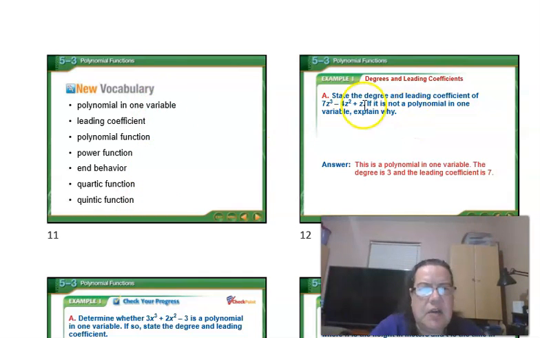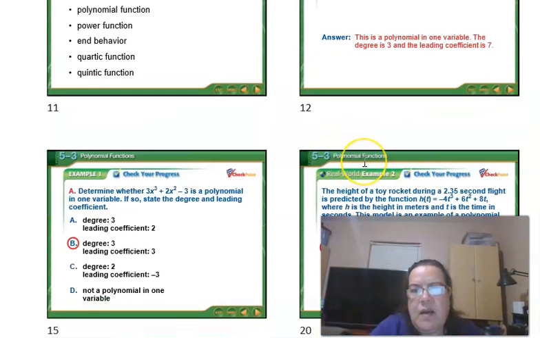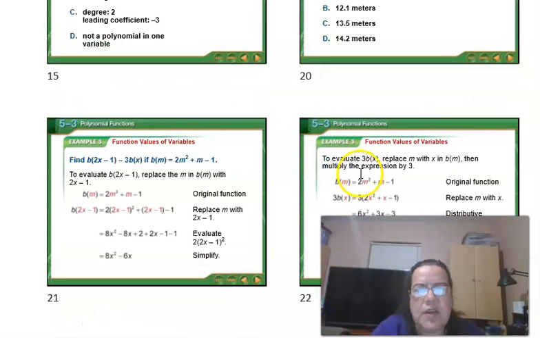Then it starts off with trying to find the leading coefficients. So we look at this example here. The highest degree is to the third power, so I see that it's a cubic function, and the leading coefficient is 7. So the degree is 3. The leading coefficient is the number in front, which is the 7. I continue looking. You'll have some more examples for you to try.